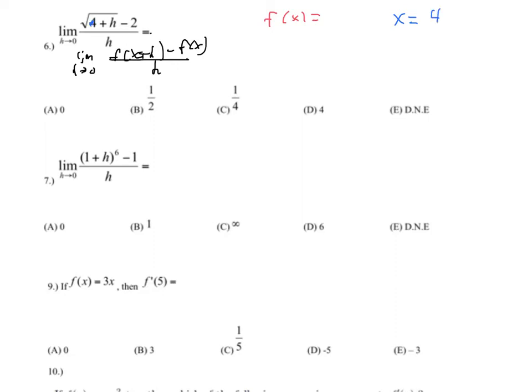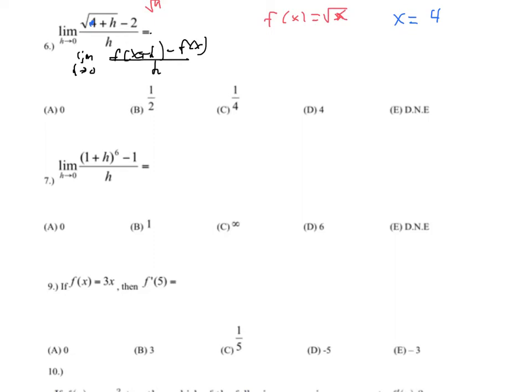And then what did we do to 4 to get 4 plus h and the square root of it minus 2? Well, we took the square root of it, because here the square root of 4 is 2. Or we can think about the square root of 4 plus h. So f of x is equal to the square root of x. So now we need to take the derivative of it.